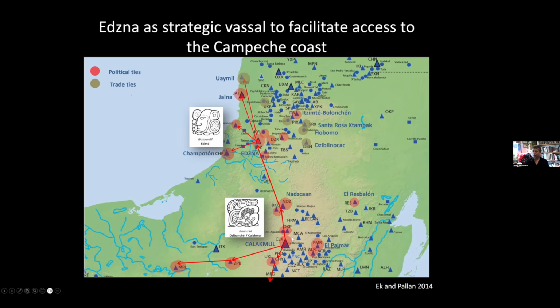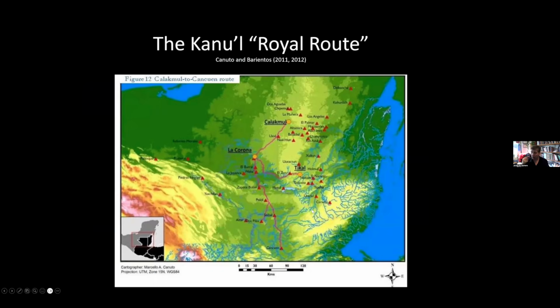This is showing basically control of polities that lead along the Río Desempeño up through the Edzná Valley and the Río Champotón. It's one area, probably providing access out to the Gulf Coast. There's a similar network through Moral-Reforma. Likewise, Marcello Canuto and colleagues have talked about a royal route. So this is a map from an article by Marcello Canuto and Tomás Barrientos showing control of a network of vassals going all the way down to Cancuén as a control of a trade route.